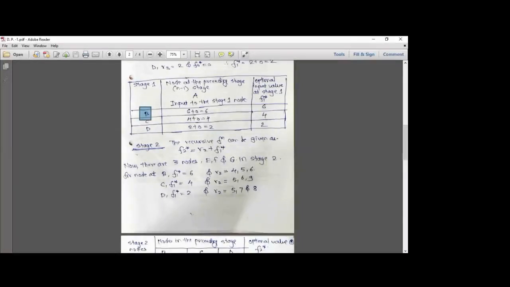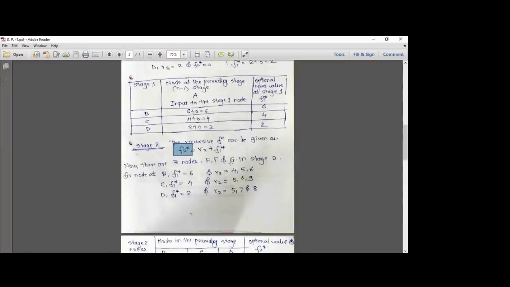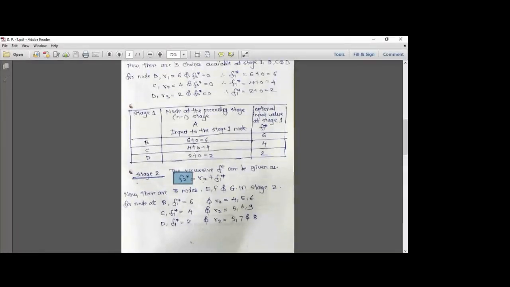The recursive function at stage 2 can be written as what? F2 star is equal to R2 plus F1 star. I'm hoping that you have got this, right? So now at node B, this F1 star value is going to vary according to the node. So for node B, F1 star value is 6. For node C, the F1 star value is 4. And for node D, the F1 star value is what? It is equal to 2.